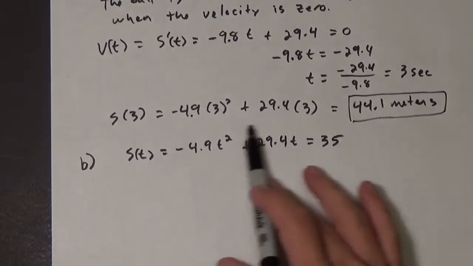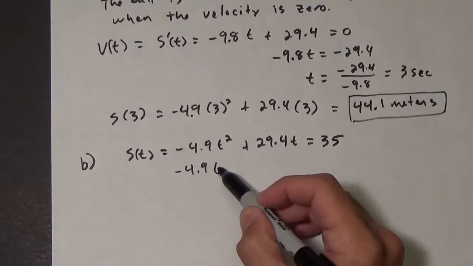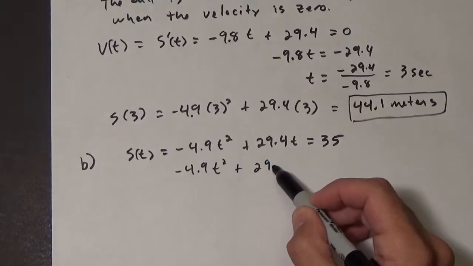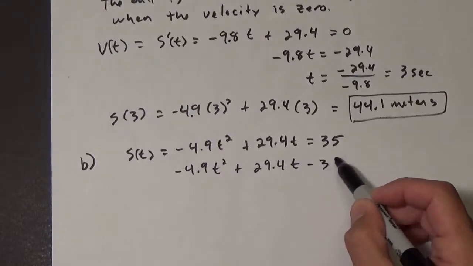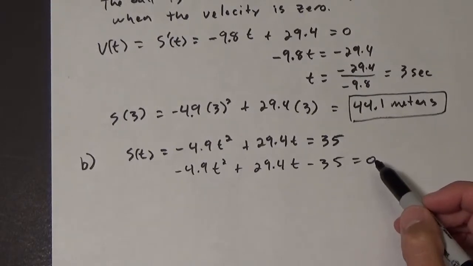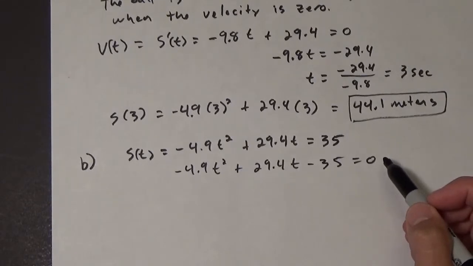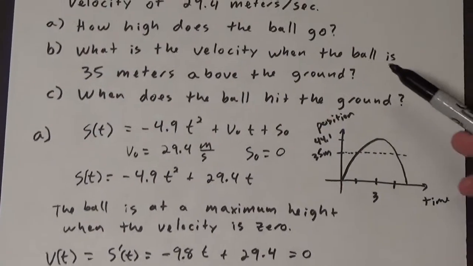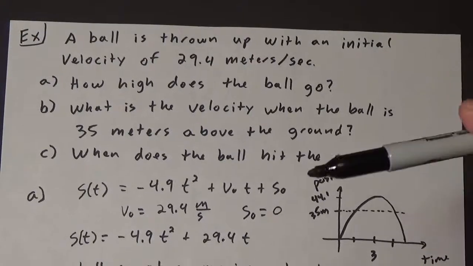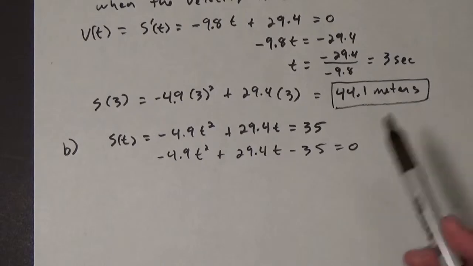Okay, so in this problem we do have a quadratic. And so we have negative 4.9 t squared plus 29.4 t minus 35 equals 0. And now we have to solve for that. Now usually when we're doing these free falling problems, the numbers are such that you're never going to be able to factor it. We basically have to go straight to the quadratic formula.